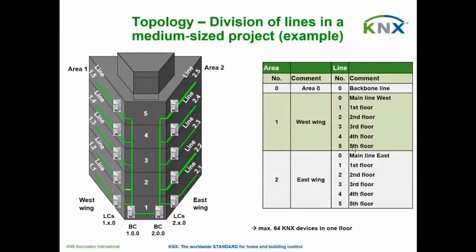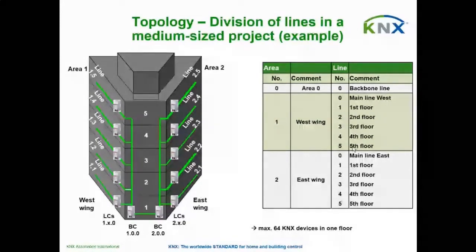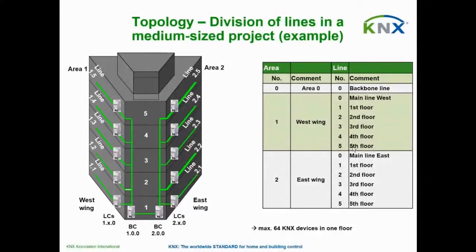Here's an example of a medium-sized project. We have a building that somebody designed for us. We have Area 1 and Area 2. Area 1 is the west wing. Area 2 is the east wing. You can see we have a line per floor on the west wing: line 1.1, 1.2, 1.3, 1.4, and 1.5. And it's the same on the east wing: line 2.1, 2.2, 2.3, 2.4, and 2.5. These link back to a main line for each area. And of course, the two main lines are then linked by backbone couplers, or the backbone line between the devices. It makes sense, and it's easy to see the structure of what we should do with the building.